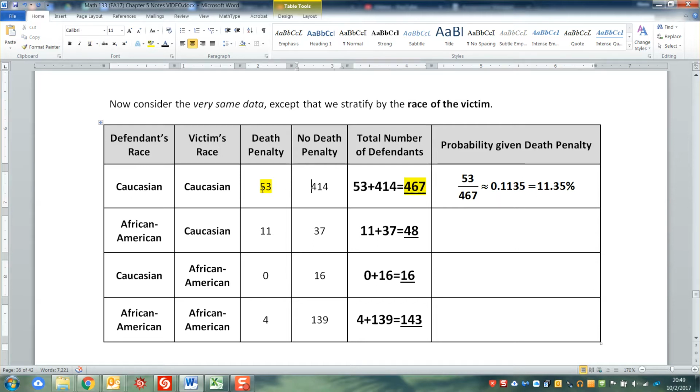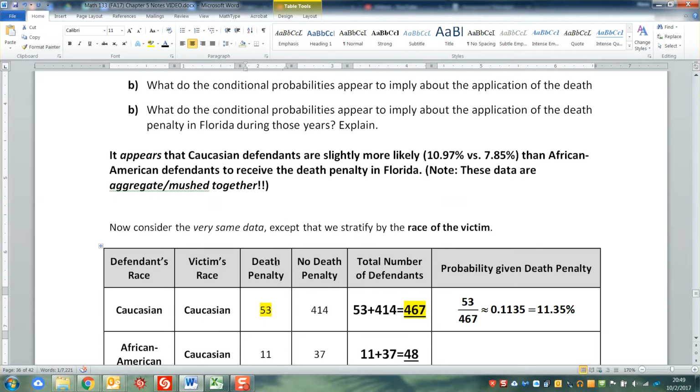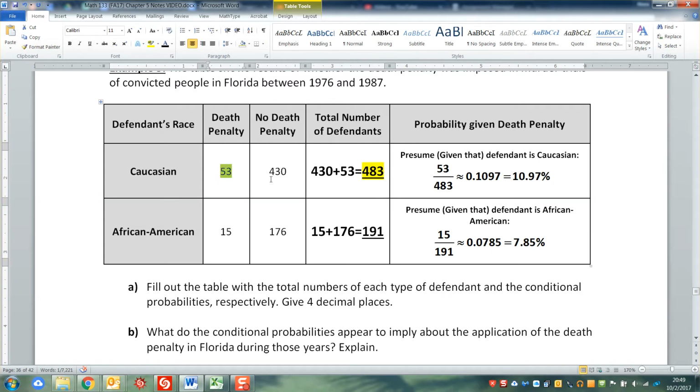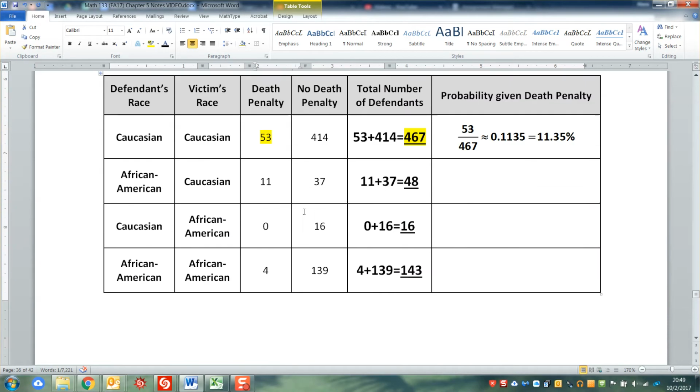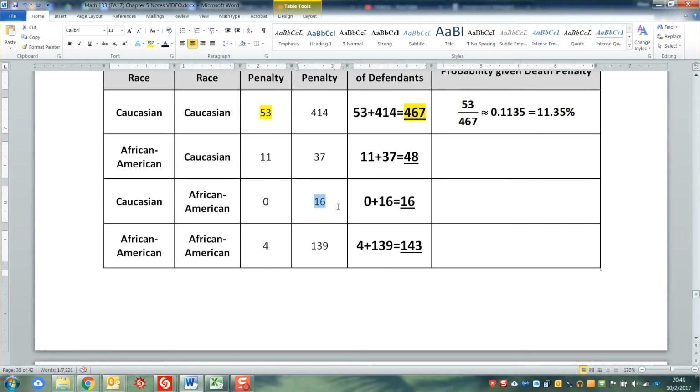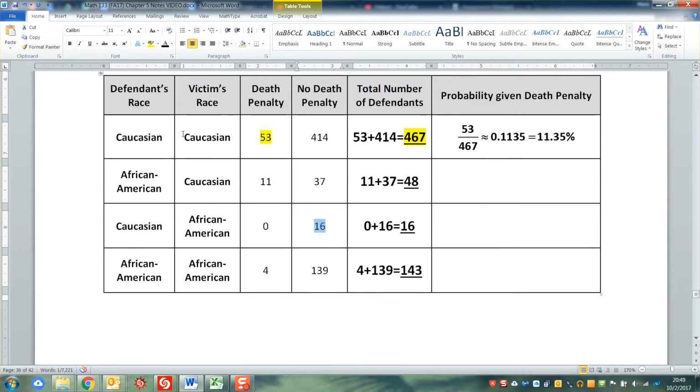Now just on a side note, realize that this works out. 53 and 0 makes this 53 up here, and 430 can be built by taking the 414 and the 16 right here. So these are the same numbers as before. They're just broken up. We're breaking them apart. We're disaggregating them. Now for this next group, I'm going to take 11 and divide it by 48. And then I'm going to take 0 and divide it by 16, and 4 and divide it by 143.